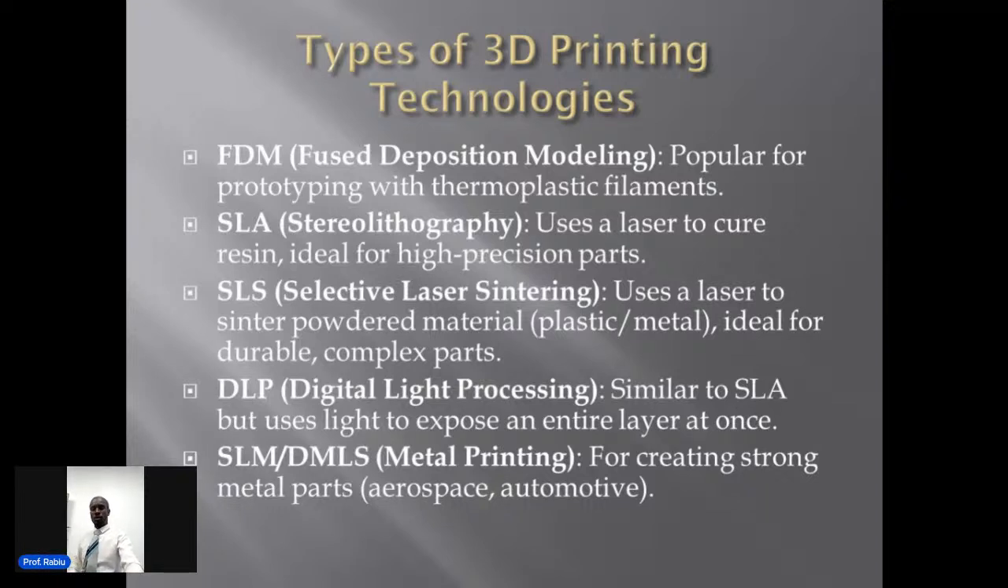Okay, good. There are different types of technology that we can use for 3D printing. These are a few of them. We have FDM, which is usually or mostly used for prototyping, when you are creating a prototype of an object.